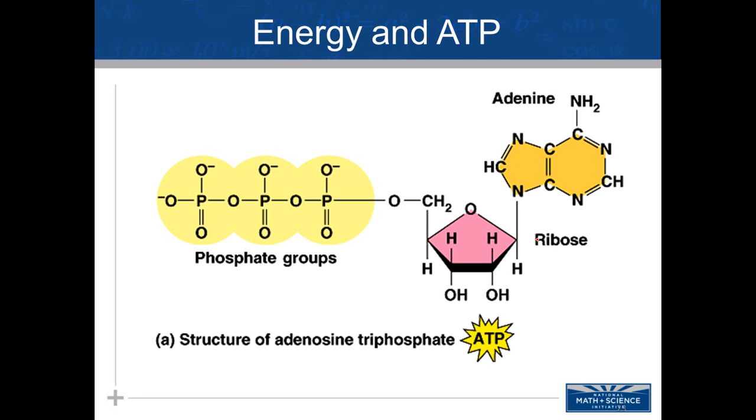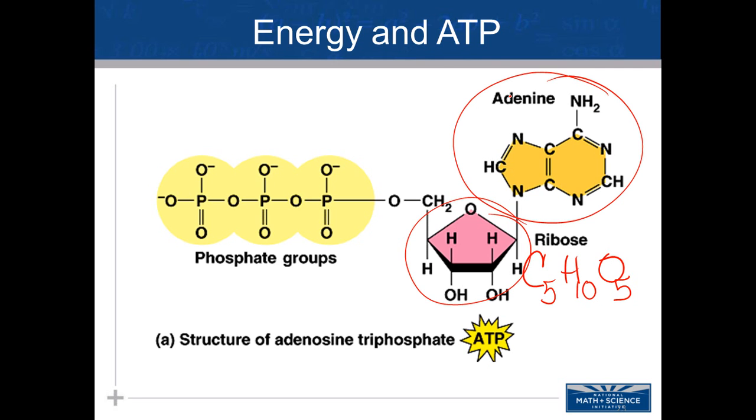ATP is composed of things you know about. It's composed of ribose. Ribose is a pentose sugar. It is C how many, H how many, O how many. Come on, I know you know what a pentose sugar is. C5, H10, O5. And attached to that is the nitrogenous base adenine. And where have you seen that before? You are absolutely correct. This is the same nitrogenous base that's found in DNA and RNA. And attached to this particular carbon right here are 3 phosphate groups.